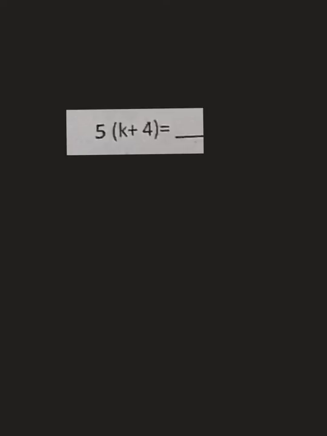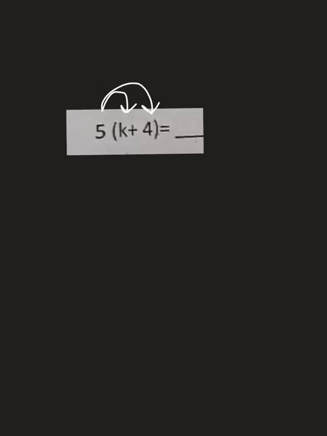When you think back to the notes that we took where we talked about properties, when we talked about the distributive property, we said that we could take the number that's on the outside of the parentheses and distribute it to the terms that are inside of the parentheses by multiplication. So we are going to do that. We're going to take that 5 and multiply it by k, and we're going to take the 5 and multiply it by 4.